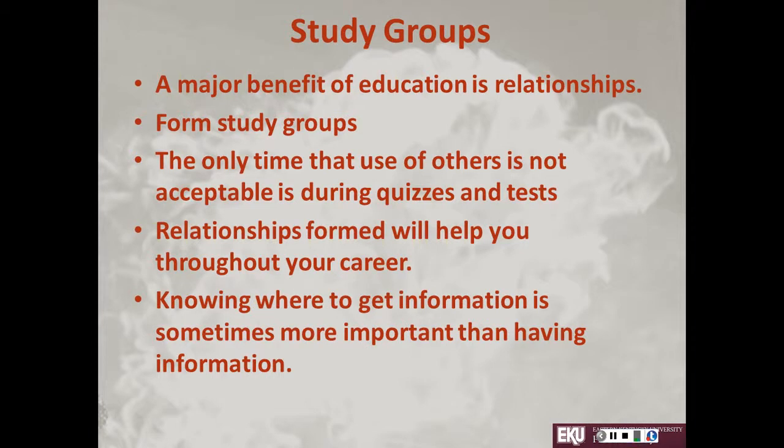All right, so this ties into the idea that knowing where to get information is sometimes more important than having information. In other words, you can memorize everything in the world, but if you can't use it, what's the point? So knowing where to find the information is much more efficient than trying to memorize it all.